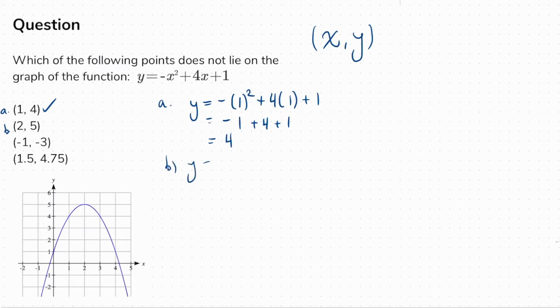We're doing the same thing. I'm expecting, or hoping, to see that this spits out 5. So this is minus plus 4. So minus 4 plus 8 is 4 plus 1. Well, that's 5. Perfect. All right, let's try C now.